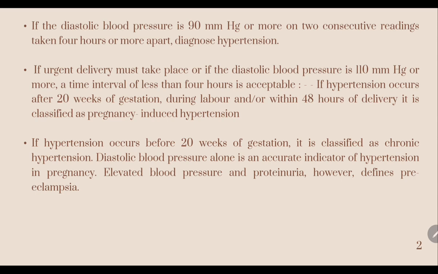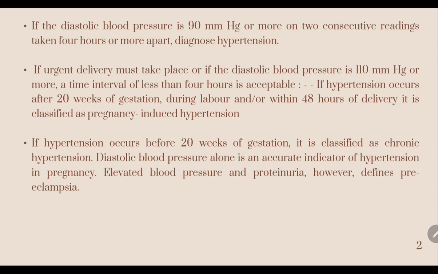If hypertension occurs after 20 weeks of gestation, during labor, and within 48 hours of delivery, it is also classified as pregnancy induced hypertension. I already told about it. Then if hypertension occurs before 20 weeks of gestation, it is classified as chronic hypertension. Diastolic blood pressure alone is an accurate indicator of hypertension in pregnancy. Elevated blood pressure and proteinuria, however, define preeclampsia.